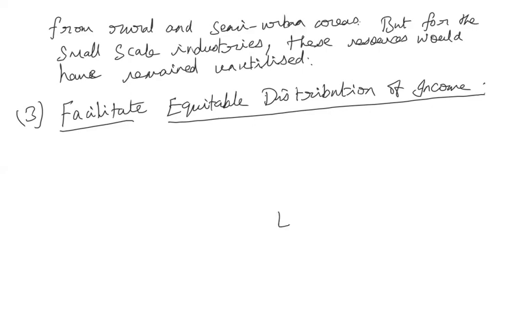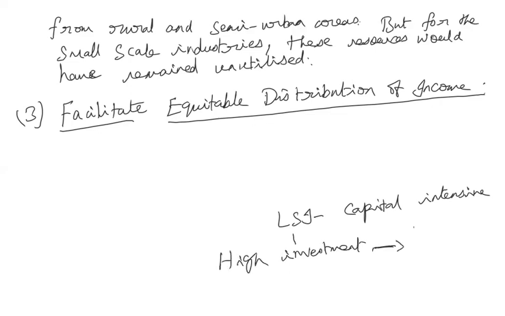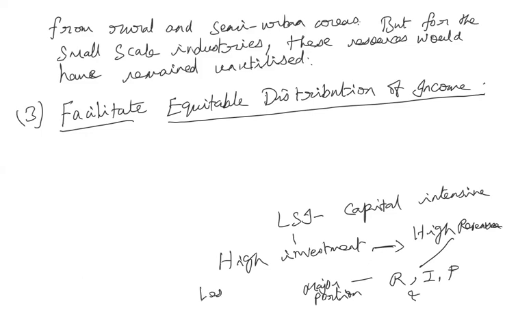See, for example, if you take the large scale industries, they are capital intensive. So the name itself is a large scale industry. That means they have to make a huge amount of investment. And because they are making a huge amount of investment, that leads to high revenue in a large scale industry. But this revenue is distributed mostly in the form of rent, interest, and profit. So the major portion of this revenue is going in the form of rent, interest, and profit. And since it is a capital intensive industry, only a lesser portion of the revenue is going in the form of wages.